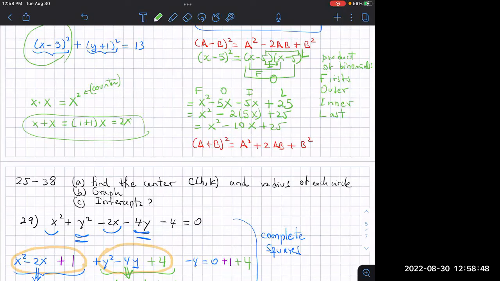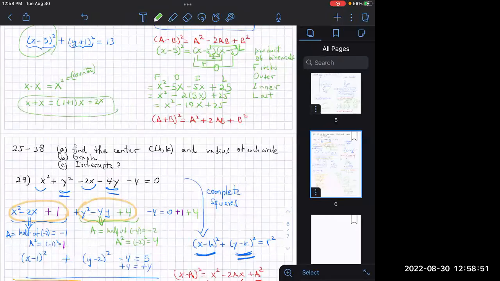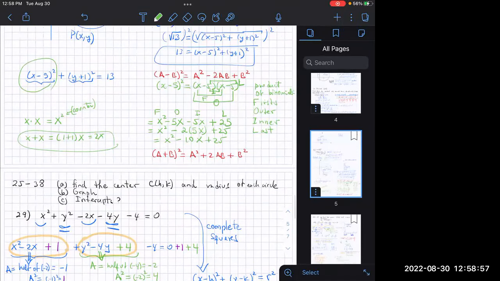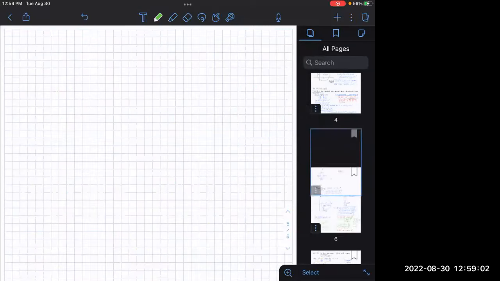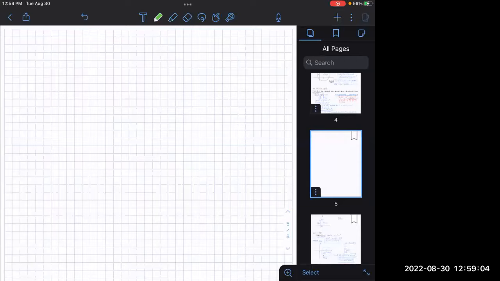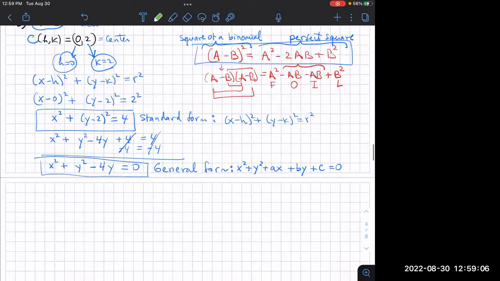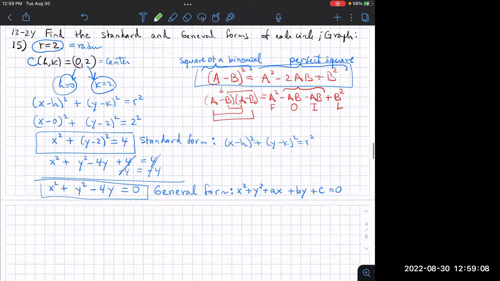Okay, let me add a page here. So where am I here? I think I add a page here. Okay, so now we can continue here. Oh, I added in the wrong place.